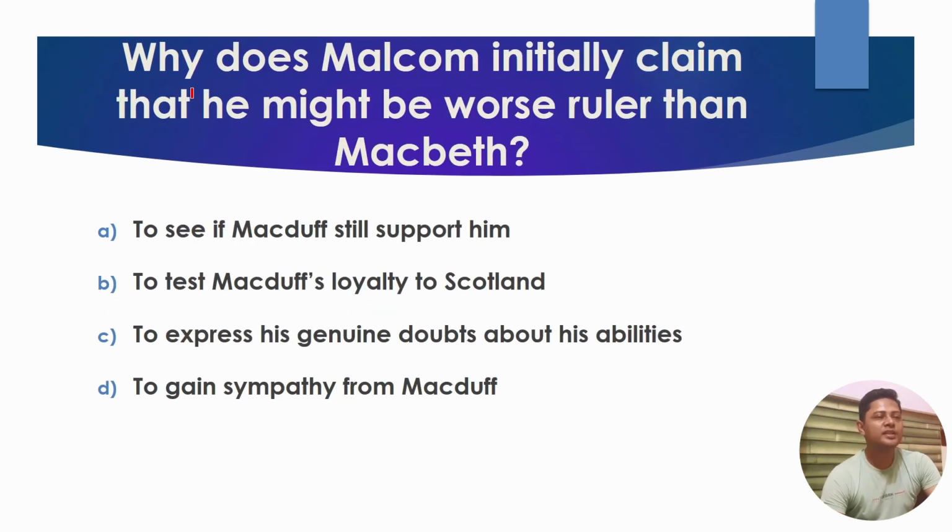The next question is, why does Malcolm initially claim that he might be a worse ruler than Macbeth? So these are your options and the correct answer is to test Macduff's loyalty to Scotland. At the beginning, Malcolm cannot trust Macduff. He thinks that Macduff can be a spy of Macbeth.